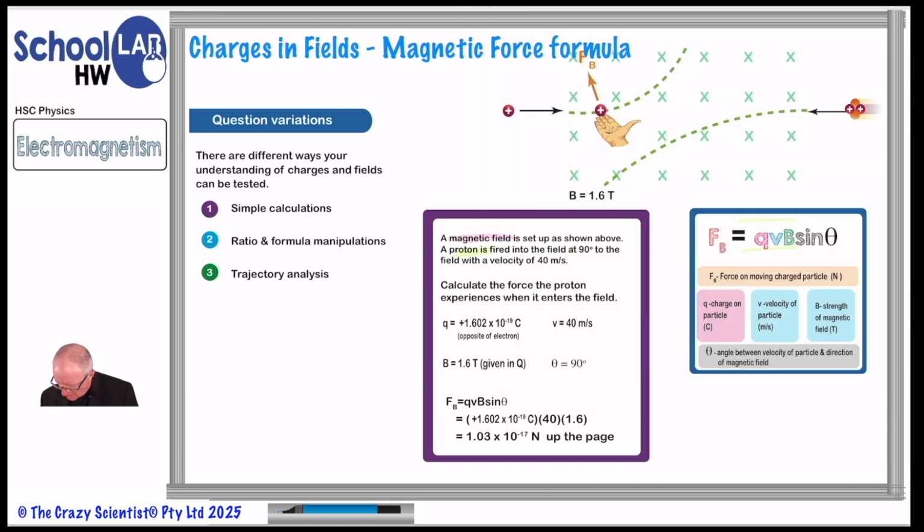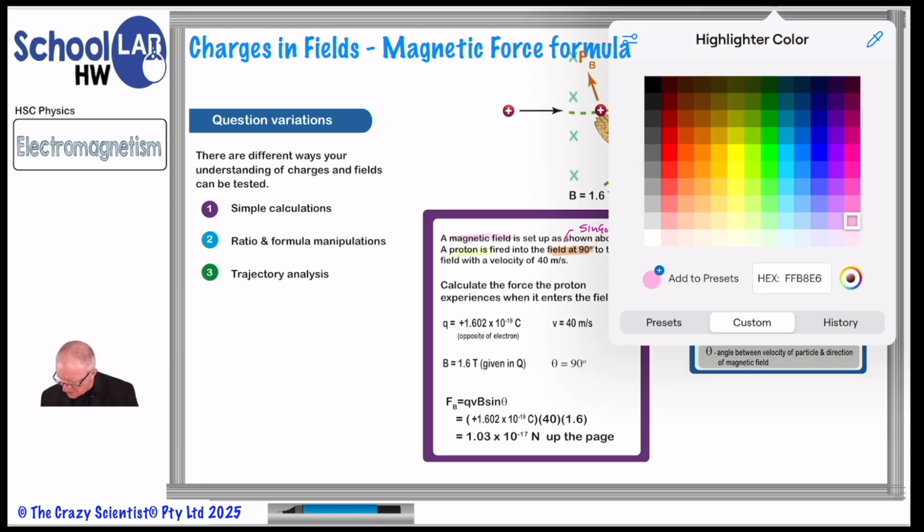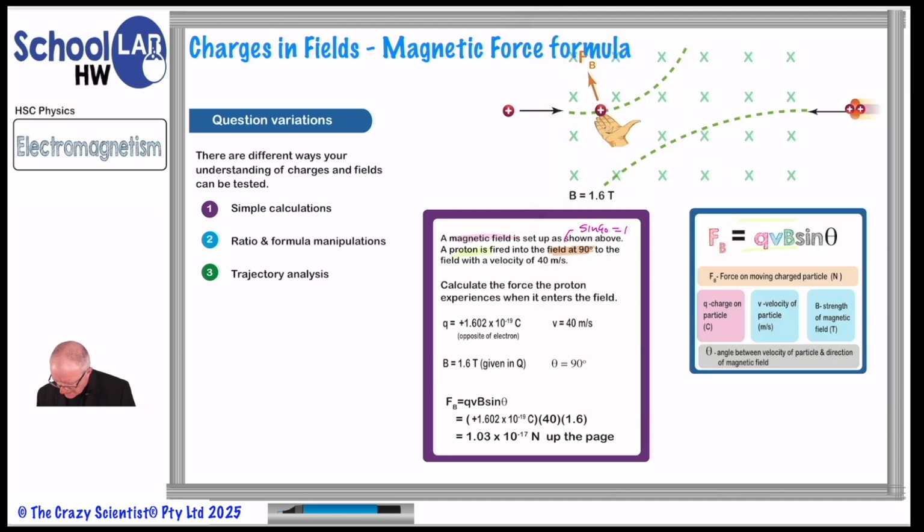And you go, okay, it's 90 degrees, and then straight away your eyeball will go, okay, so that means sine of 90 is 1, so we can cancel that out of the equation. And this is the thinking that you're going through here, so let's just change that color again. And then we go, okay, it has a velocity of 40 meters, and what have we got to do? We've got to calculate the force.